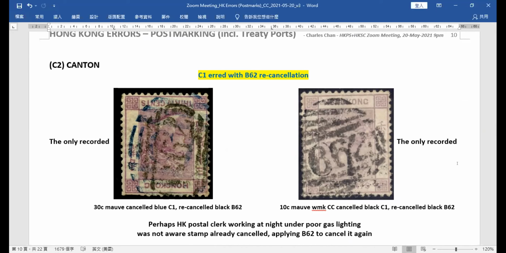Supposedly, perhaps the Hong Kong postal clerk working at night time under the poor gas lighting was not aware this stamp also in mauve. The cancels in blue, hard to see. Therefore, consider it is a missing cancel. Therefore, get the chop B62 to reapply. We cancel it.